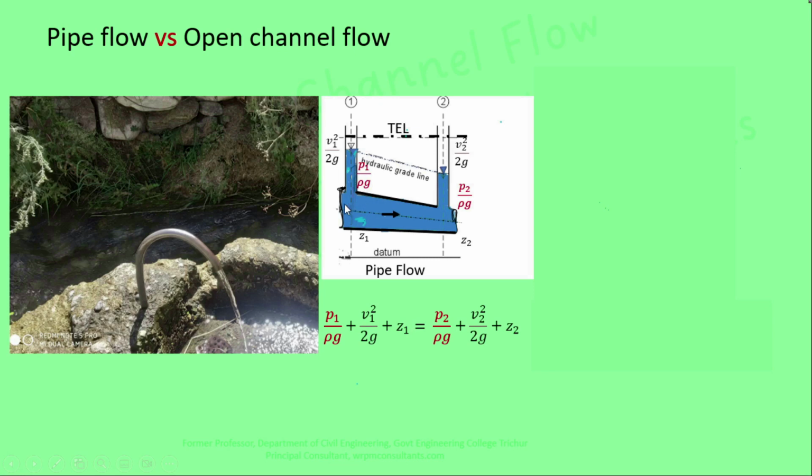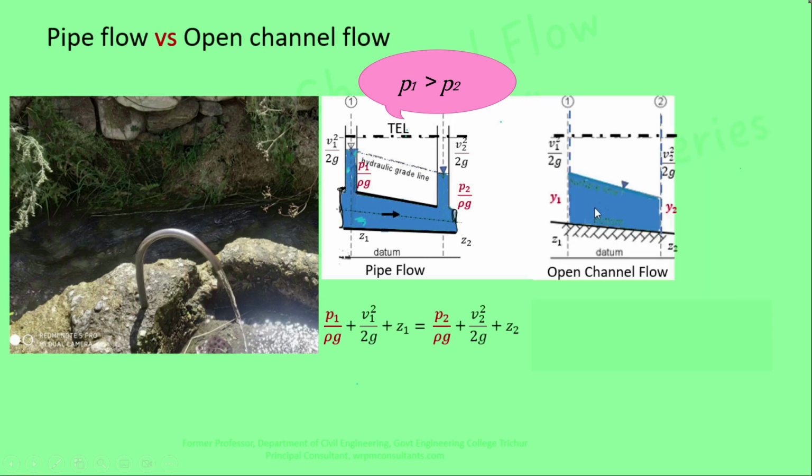If we neglect the friction losses between sections 1 and 2, the total energy at section 1, that is P1 by rho g plus V1 square by 2g plus Z1, is equal to P2 by rho g plus V2 square by 2g plus Z2. In pipe flow, the flow is taking place under hydraulic pressure, so you can see that pressure is decreasing in the direction of the flow.